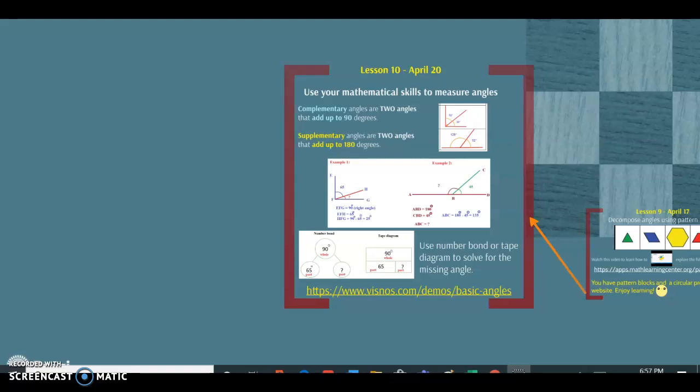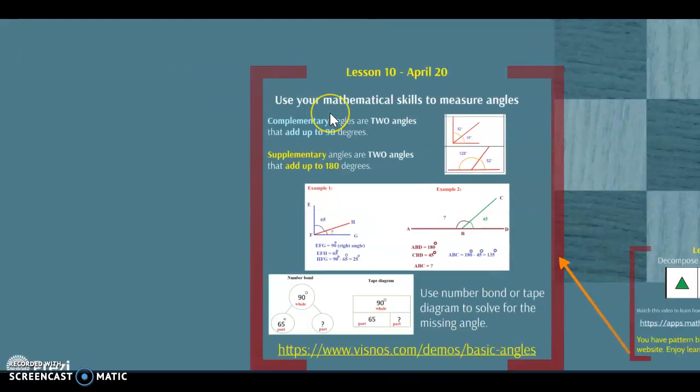On the previous lessons, you learned how to use a protractor to figure out the missing angle. Today you will learn and practice how to use your math skills to solve for the missing angle. First, let's go over the two vocabulary words for today's lesson.